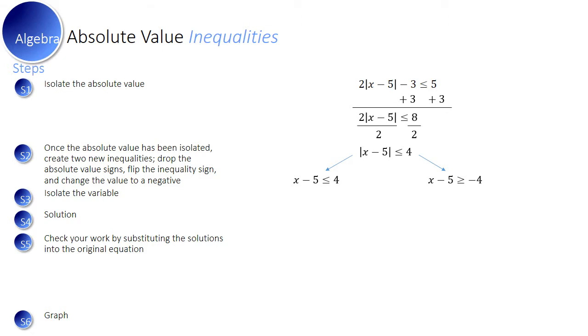So let's take a look at the first inequality that we've got. X minus 5 is less than or equal to 4. The first step in the process is to go ahead and isolate the x. So we're going to add 5 to both sides. That's going to give us x is less than or equal to 9. The second step in the process is to take a look at the second inequality, which is x minus 5 is greater than or equal to negative 4. Again, we're going to isolate the x, so we're going to add 5 to both sides. This time we're going to end up with x is greater than or equal to 1.